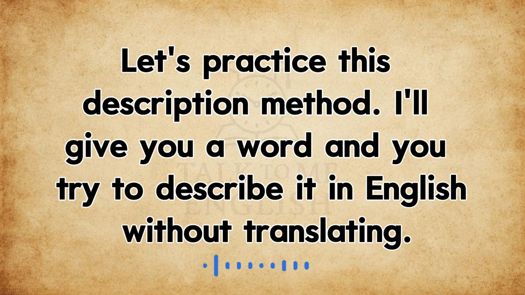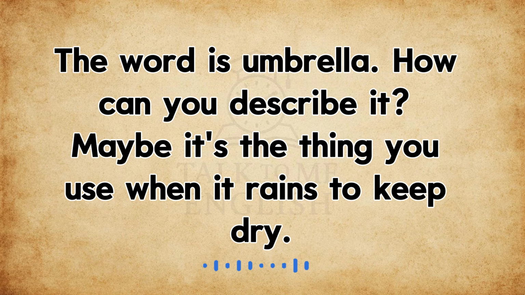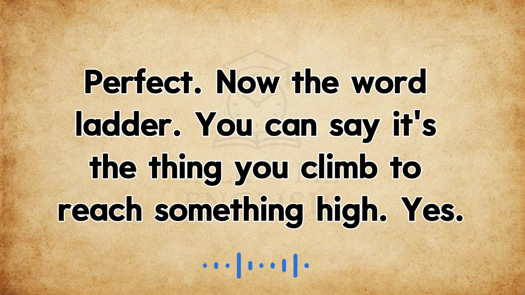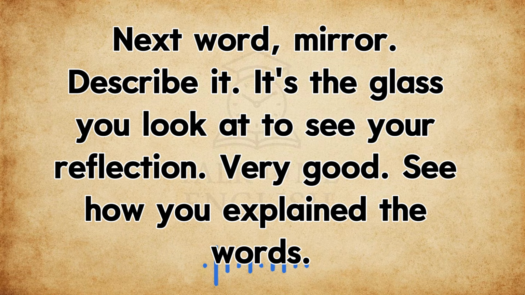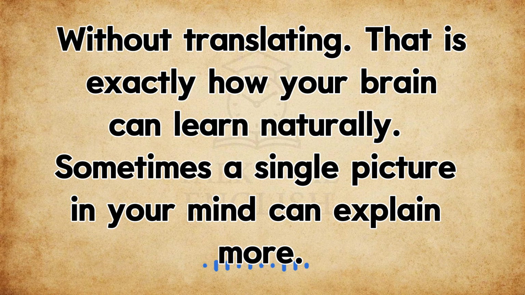Let's practice this description method. I'll give you a word and you try to describe it in English without translating. The word is umbrella. How can you describe it? Maybe it's the thing you use when it rains to keep dry. Perfect. Now the word ladder. You can say it's the thing you climb to reach something up high. Yes. Next word, mirror. Describe it. It's the glass you look at to see your reflection. Very good. See how you explain the words without translating. That is exactly how your brain can learn naturally.